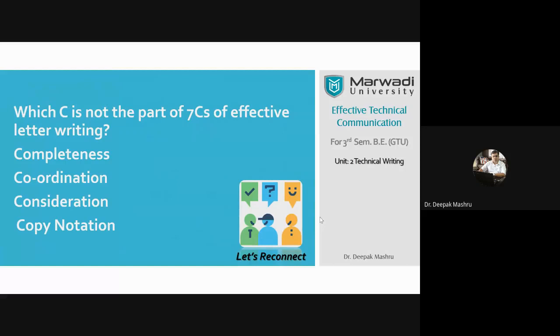Okay. Now we need to go with the next question. Which C is not the part of the 7 C's? Let's see. We'll go with the fastest finger first. Completeness, coordination, consideration, copy notation. Which C is not the part of the 7 C's of effective letter writing? You need to type.